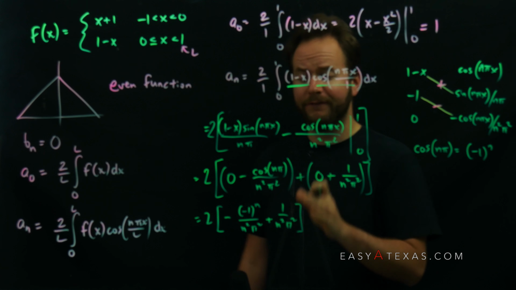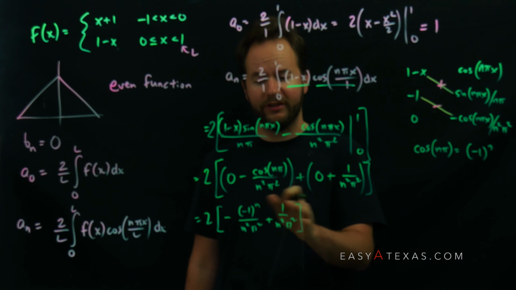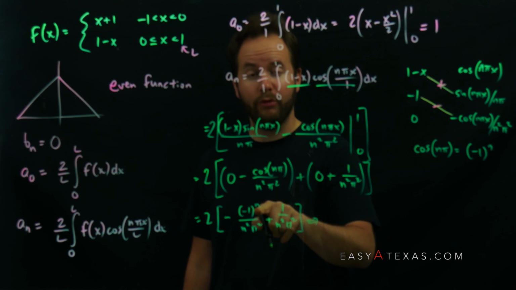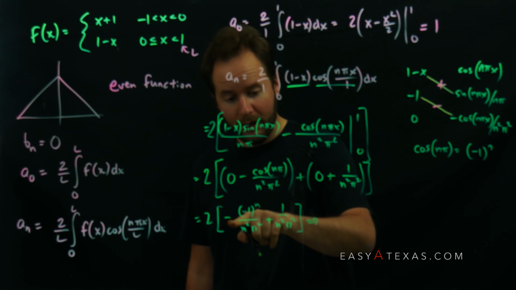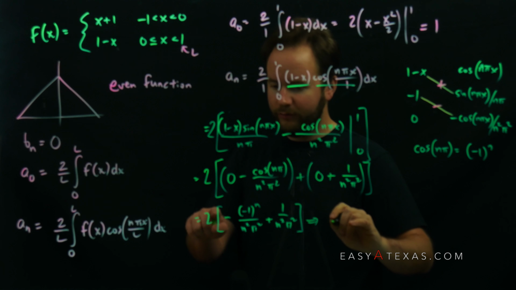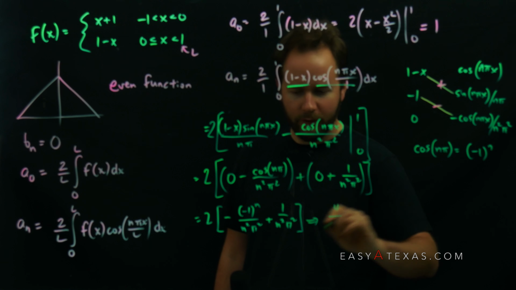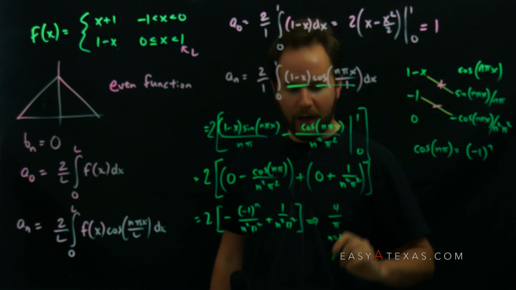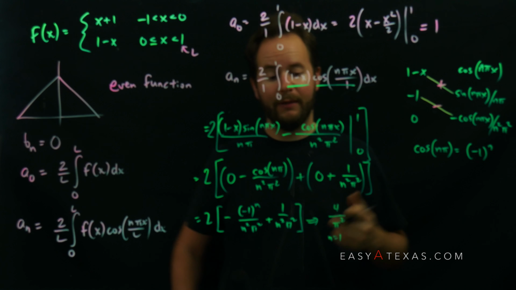I want to list out the first several terms of n just to see what this pattern is. So when I plug in n equals 1, I get (-1) to the 1, which is negative 1, times negative 1, which is 1, plus 1 is 2, times 2 is 4 over 1 squared pi squared, because I plugged in n equals 1. So I get 4 over pi squared. That's what I get when I plug in n equals 1.